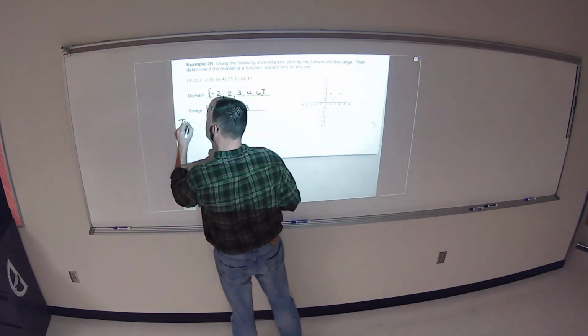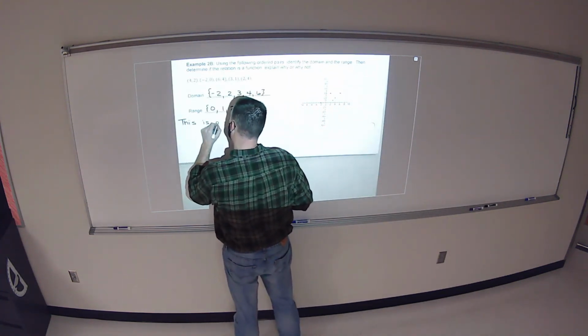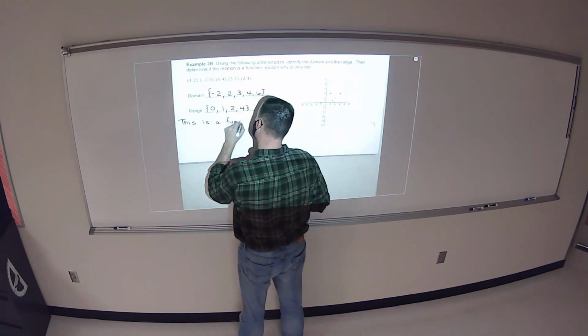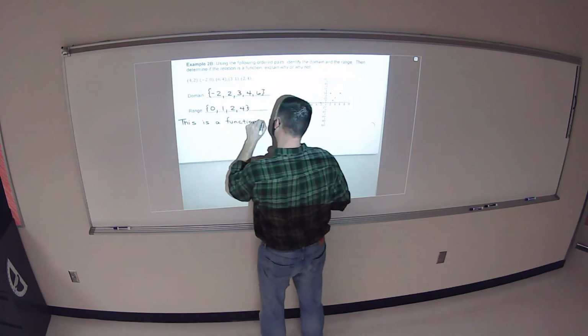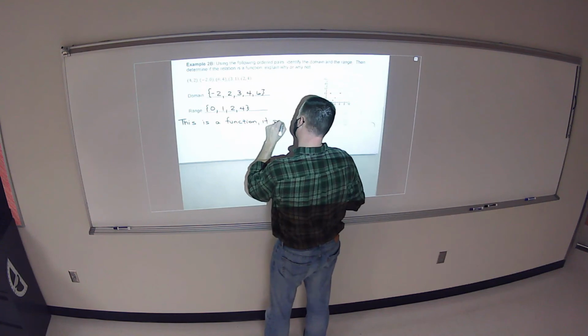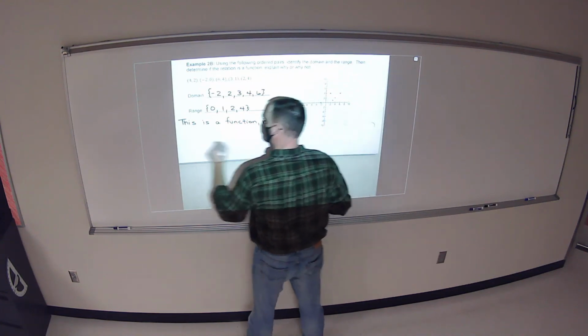This is a function. It passes the vertical line test.